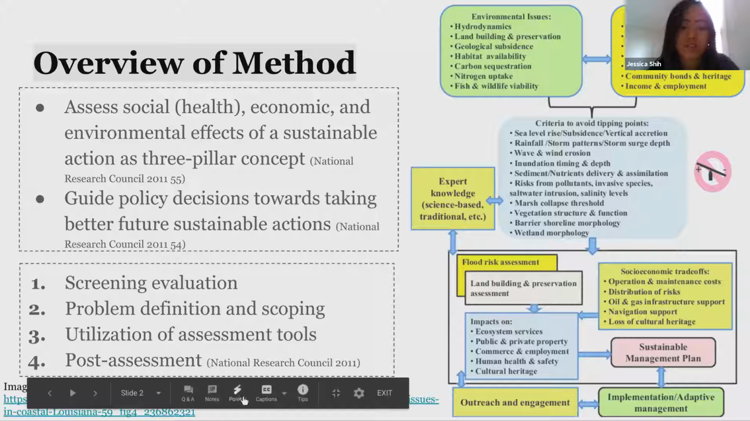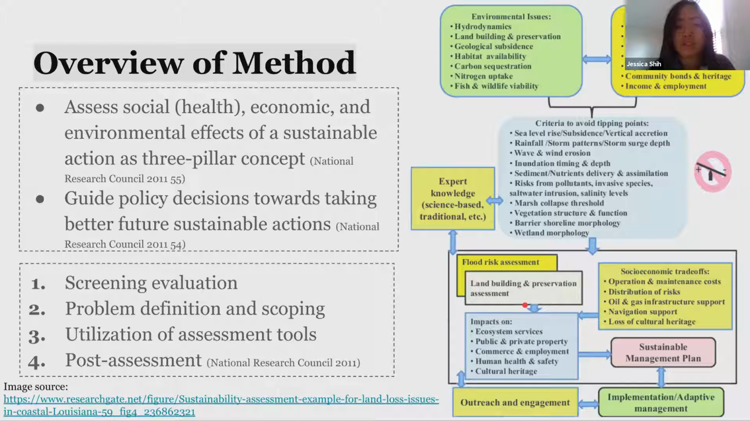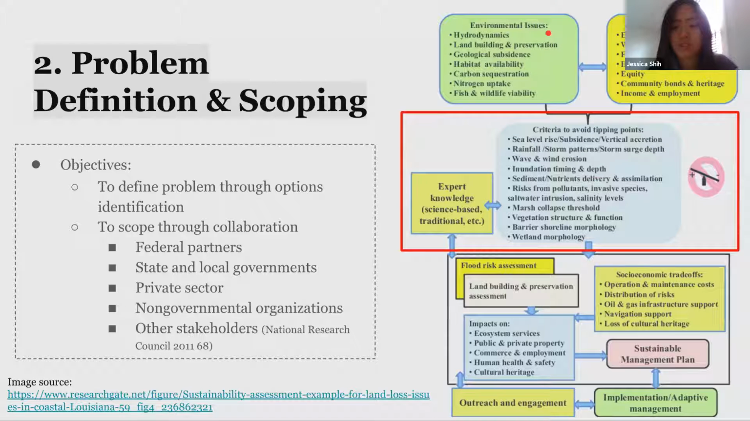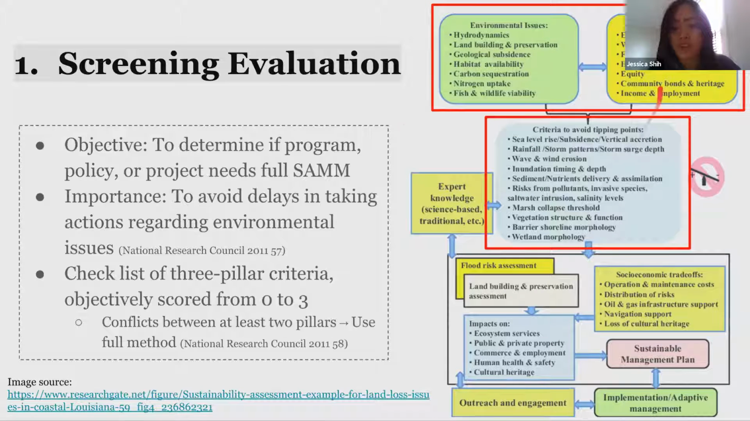If we take a look here, this is the flowchart that we'll be studying throughout this presentation, which provides an example of a SAMM conduction. So the first step is to conduct a screening evaluation, as depicted through these top highlights. The objective here is to determine if a program, policy, or project needs to follow SAMM. It's very important to avoid delays in conducting this evaluation because a lot of times the environmental issues do tend to be quite pertinent, meaning time sensitive.